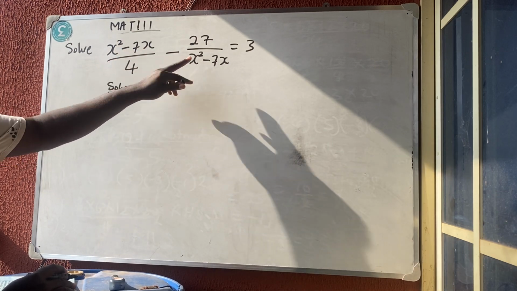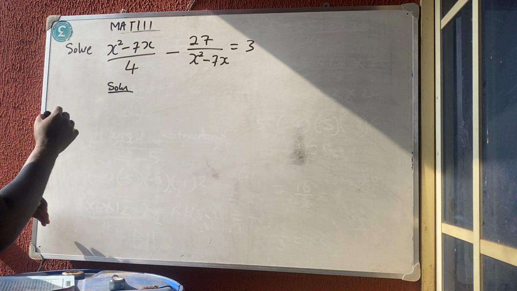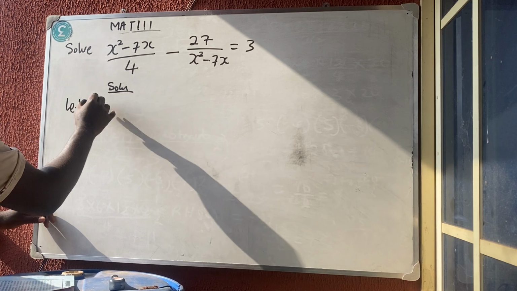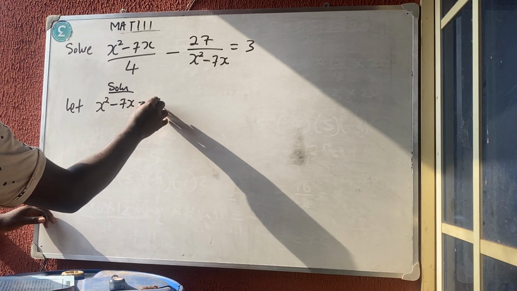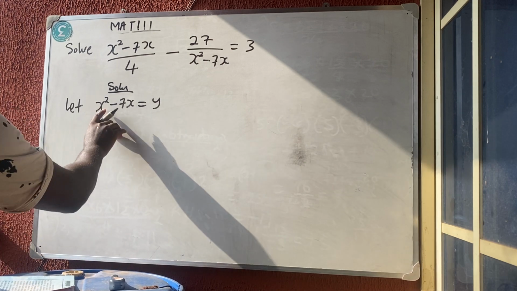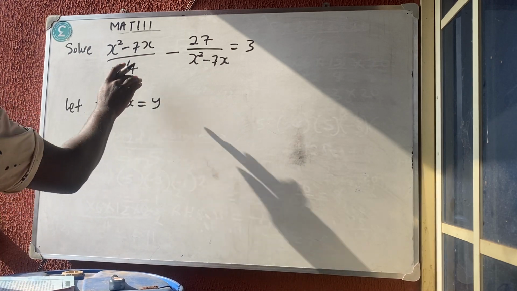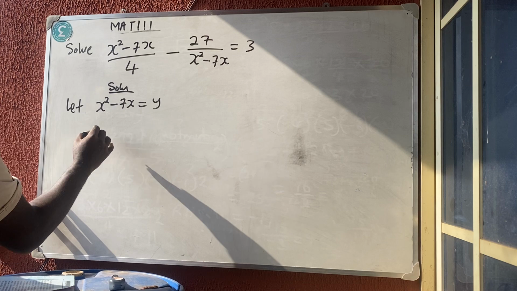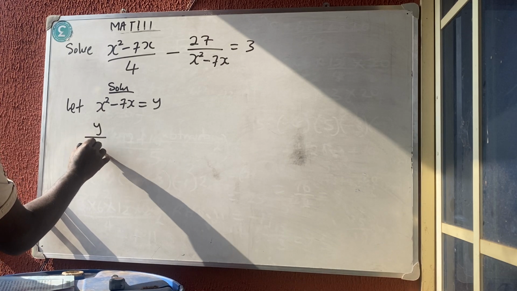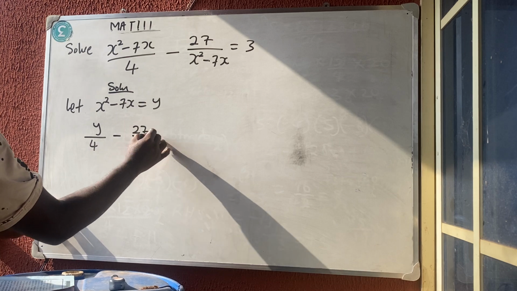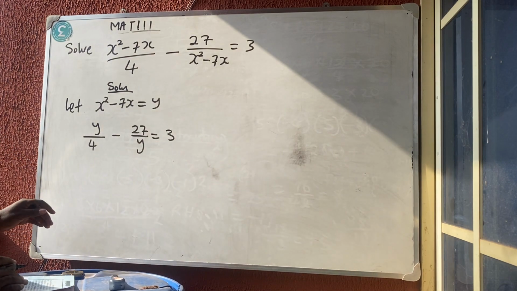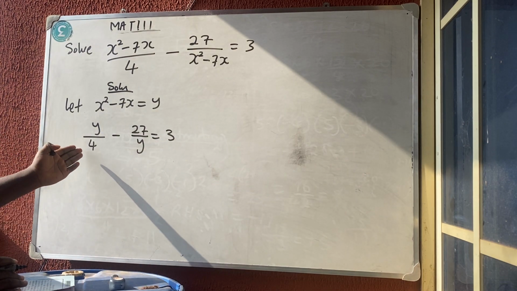So once you have such a thing, just say let it be y. That's all. Let that thing that is the same thing, which is x squared minus 7x, equal y. So anywhere I see x squared minus 7x, I'm going to put y in this equation. So I'm having y over 4 minus 27 over y is equal to 3. Now, the next thing you have to do is to remove the denominator.